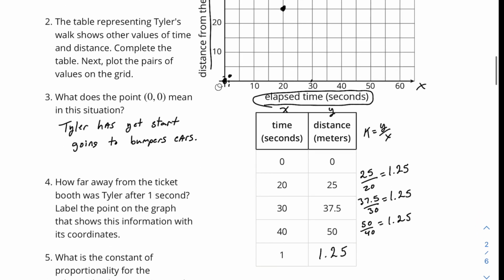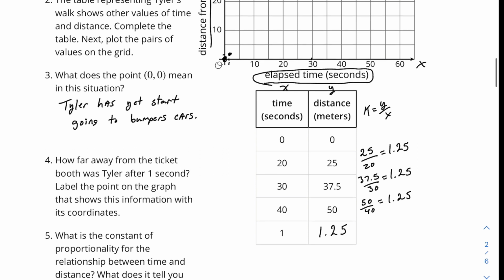Now, number 4 says, how far away from the ticket booth was Tyler after 1 second? Well, we know that's 1.25 meters because that was one of our points down here. That's our constant of proportionality, so I'm going to put 1.25 meters.